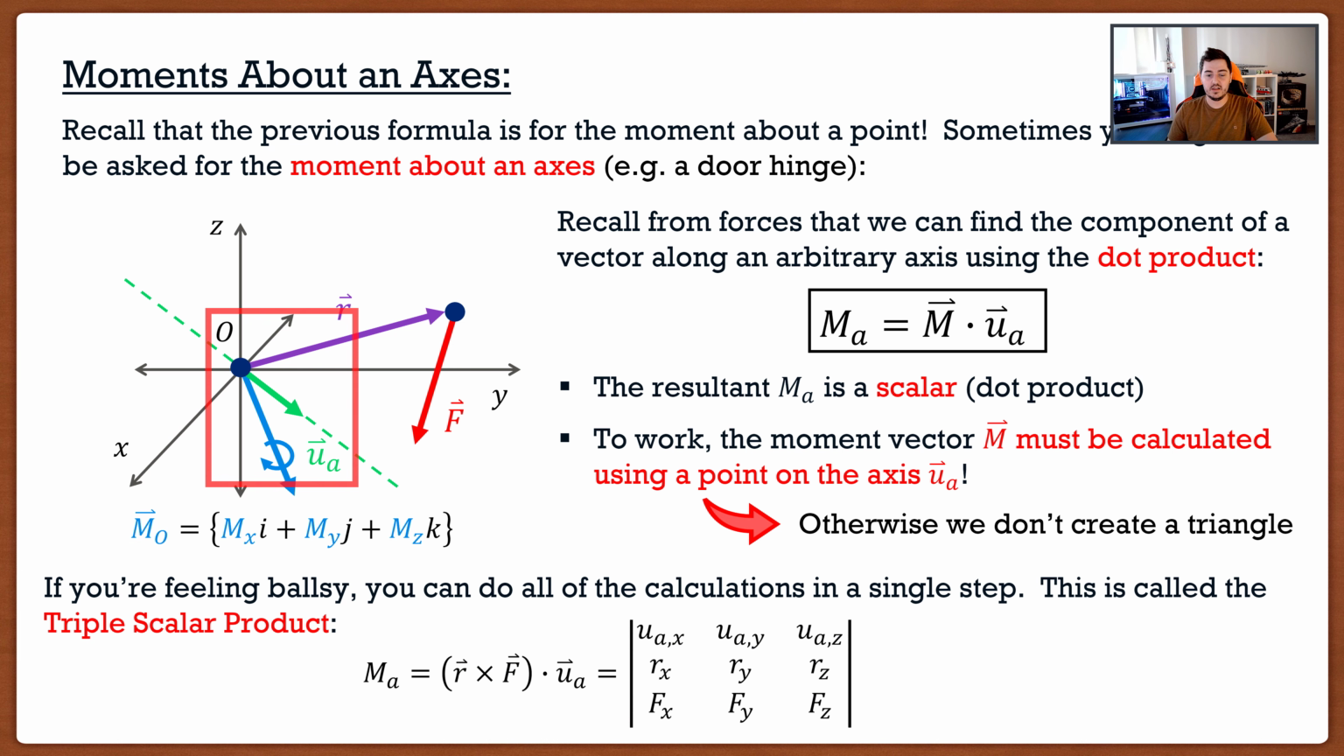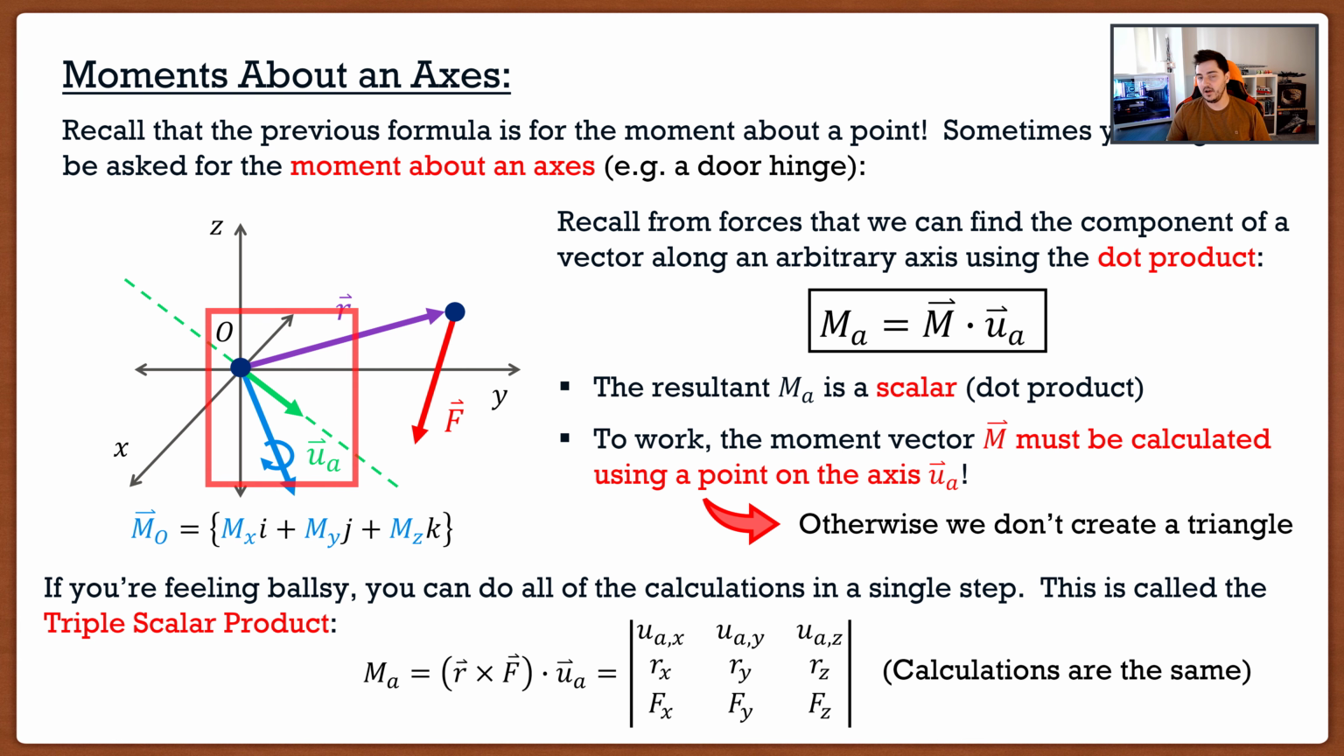Well, you can do that using something called the triple scalar product. It's going to be the exact same calculations that we did before using the fish method, but instead of i, j, k at the top, we substitute them with the three components of our unit vector that is defined by that axis. So again, same thing as before, just switch out i, j, k with that particular vector and you'll be good to go.